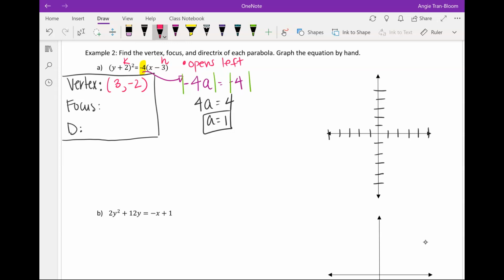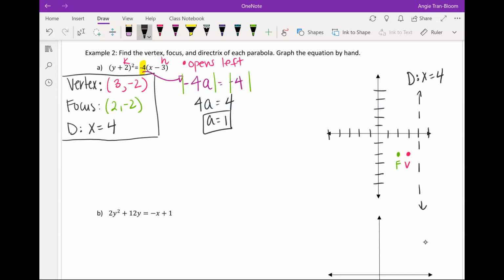The vertex is at 3, -2. So 3 right, 2 down, label it V. We know that it opened to the left, so the focus is going to be over here. I can find that location right away. That's 2, -2. The directrix is 1 unit, a unit, from the vertex on the other side. So here's the directrix: x equals 4. x equals 4. Okay.